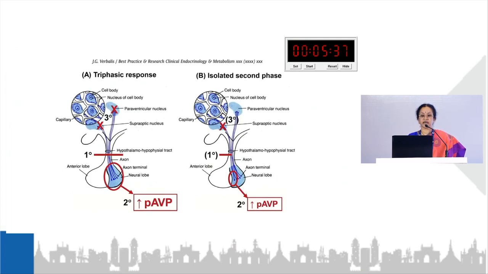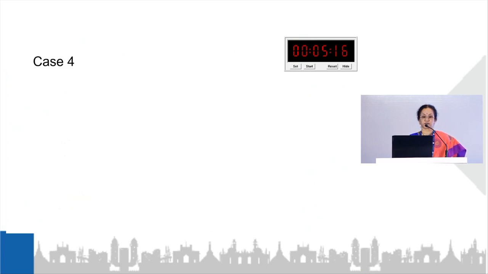Well, this is again the diagram from Professor Verbalis' paper. You can see that the left one shows the typical triphasic response where there is a total injury to the stalk, and you can find 1, 2, 3 showing which are responsible for the triphasic response. But by and large, what is more common is the isolated second phase.